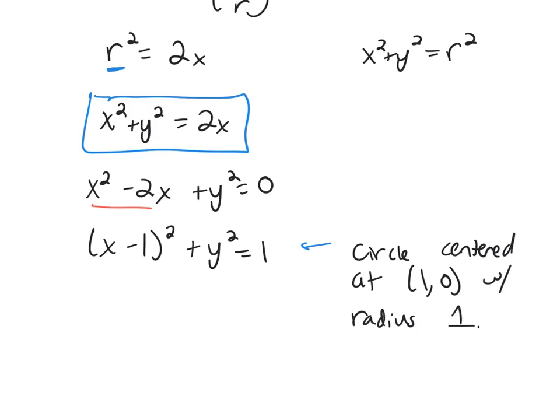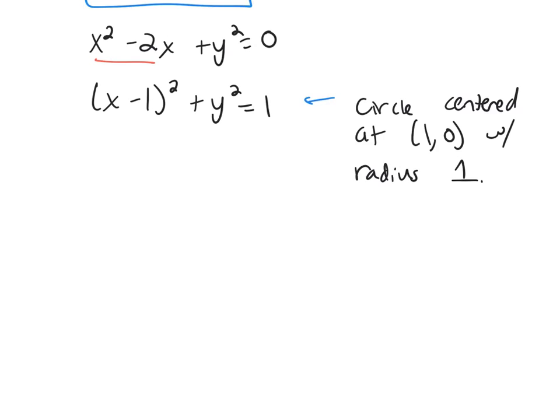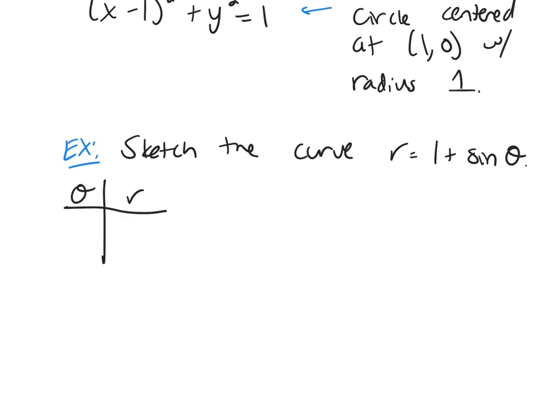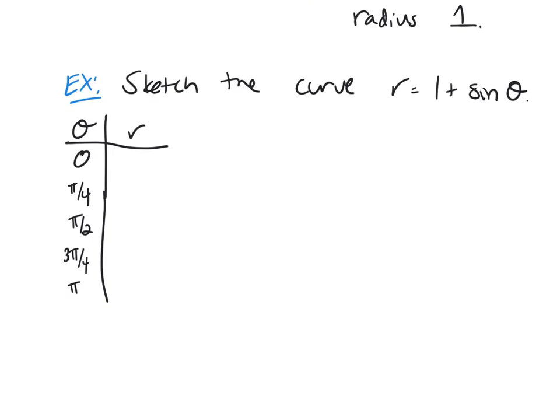All right, we've got one more graph we want to look at. So let's look at this one. Let's sketch the curve r equals 1 plus sine theta. So remember, I'm going to plot my points here. I'm going to make a nice little table, theta and r. And I'm going to need some angles. So let's go 0, pi over 4, pi over 2, 3 pi over 4, pi. Let's go in increments of pi over 4: 5 pi over 4, 3 pi over 2, 7 pi over 4, and 2 pi.